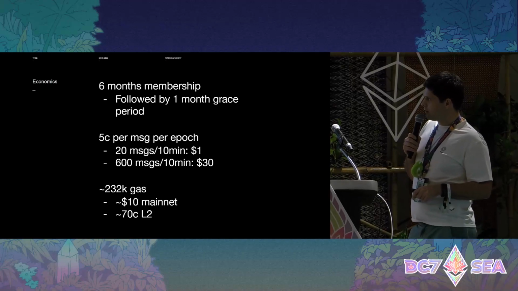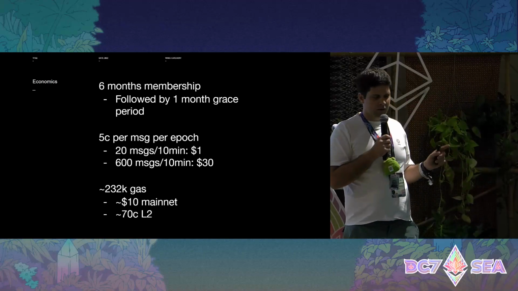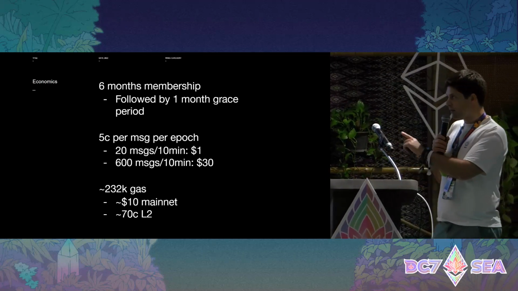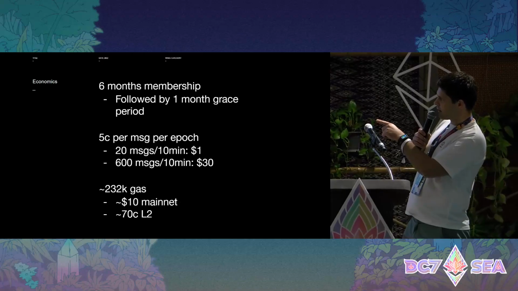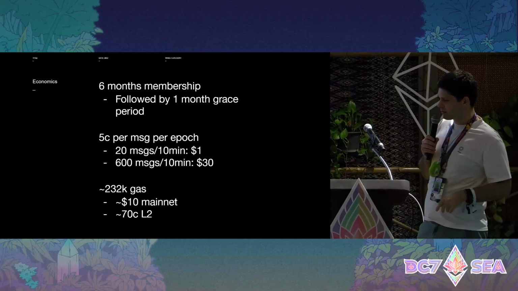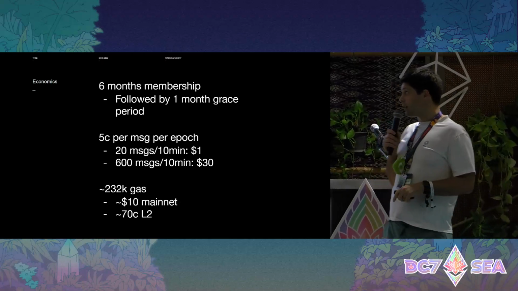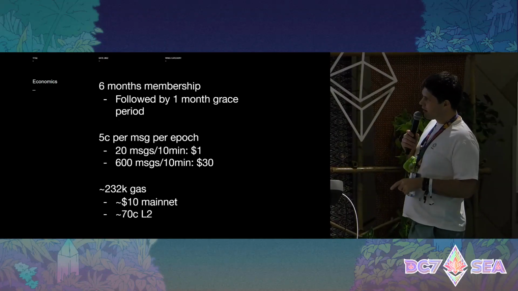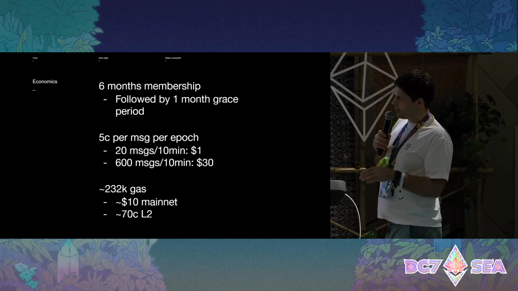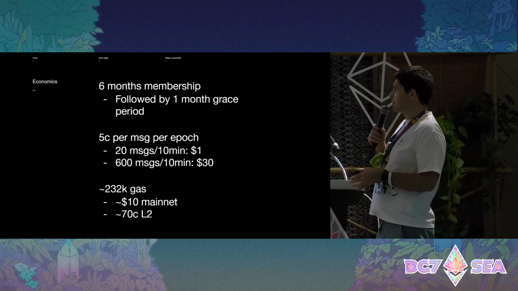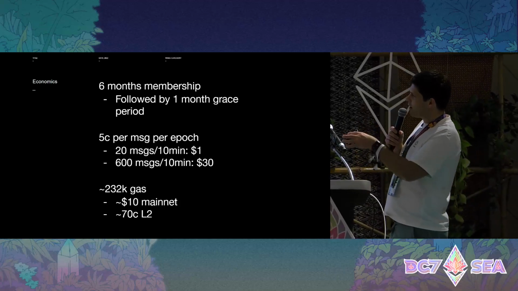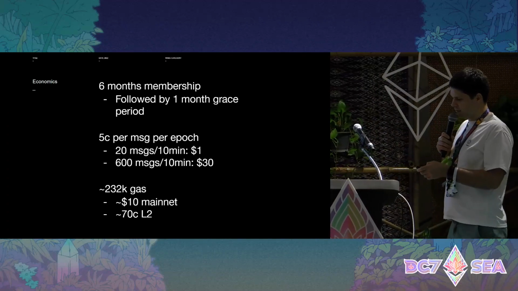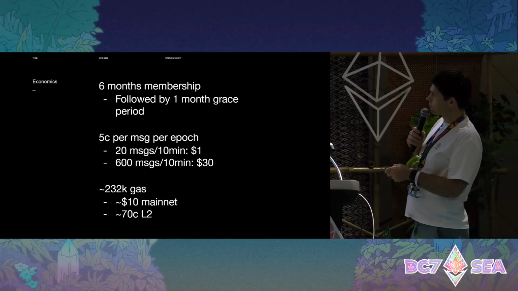In terms of gas cost, our demonstration was using a contract that didn't have the economics in there yet. Now we looked at the test, and it's around 232,000 gas to insert a membership on the smart contract with the economics in there, which is around $10 for 6 months. It's not the end of the world. Looking at L2s, it will be more like around 70 cents, depending on the L2 and the current gas price.